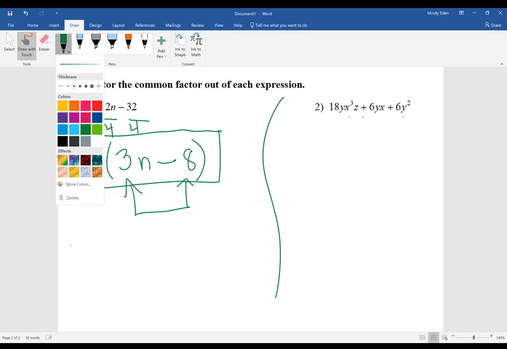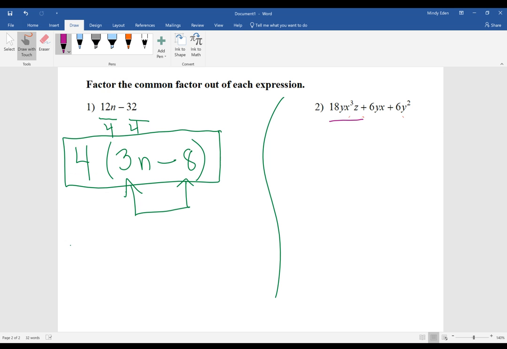All right, let's look at my second example. I've got 3 terms. 18yx cubed z is one term, 6yx is the second, and 6y squared is the third. So go step by step. First, look at all the numbers. Well, 18, 6, and 6, they all divide by 6.